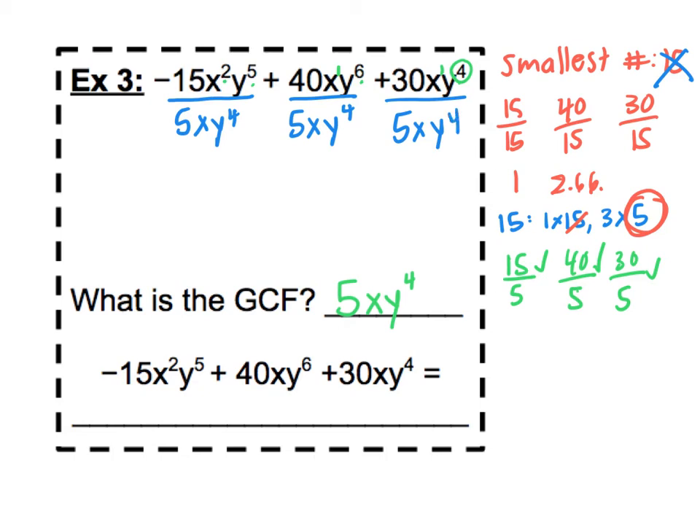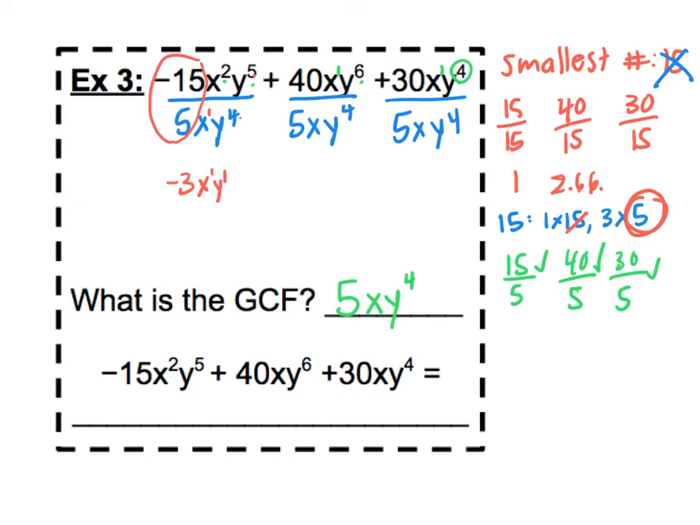Again, you're going to divide your numbers out front. So I'm going to do negative 15 divided by 5. That gives me negative 3. We're subtracting our exponents. So for my x's, I'm doing 2 minus 1. That gives me x to the power of 1. For my y's, I'm doing 5 minus 4.